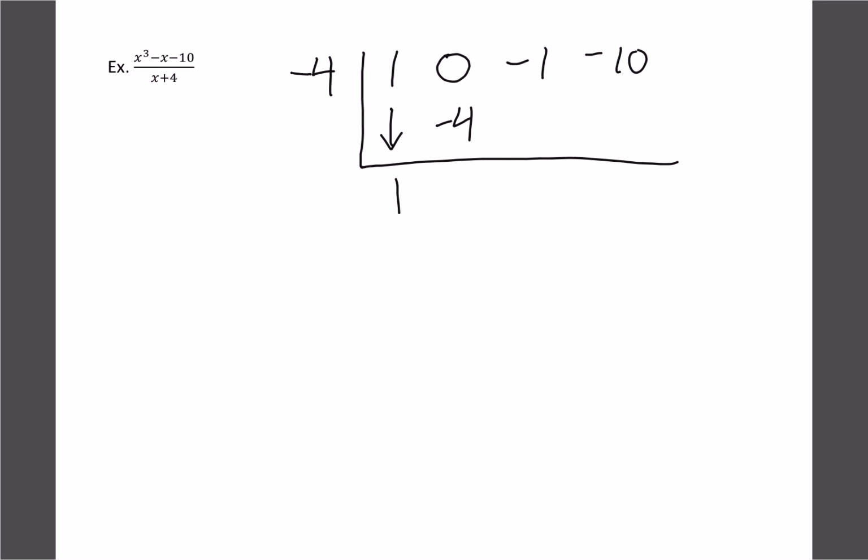Add the 2, multiply again. Negative 4 times negative 4 is 16. Add the 2. Multiply again, we get negative 60. Add the 2, we have negative 70. So in this case, our negative 70 is our remainder.